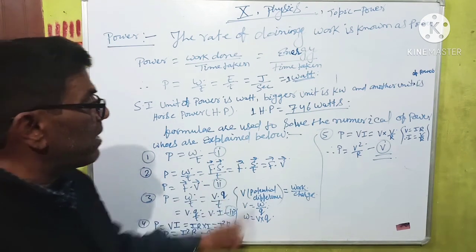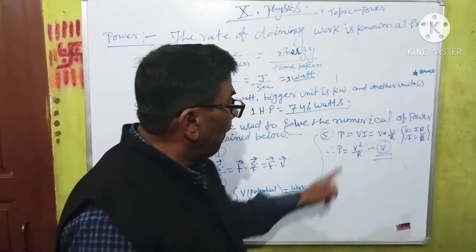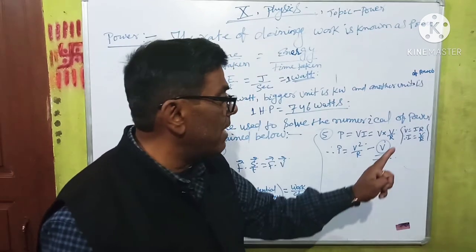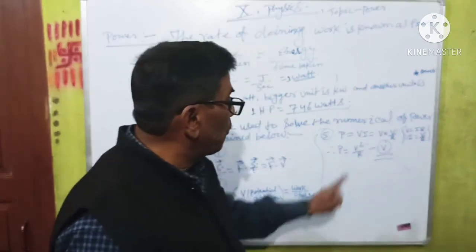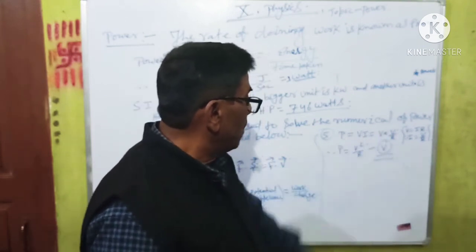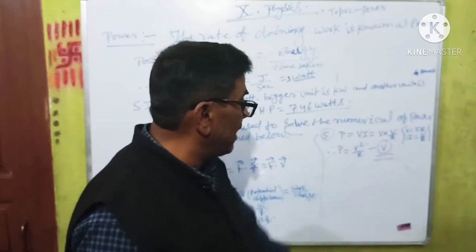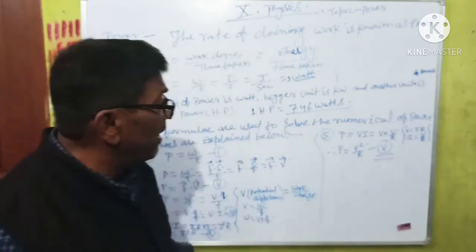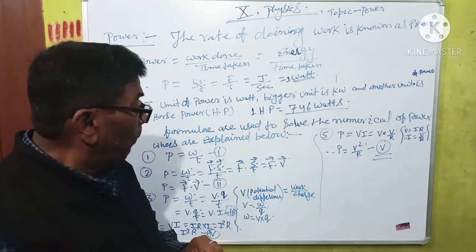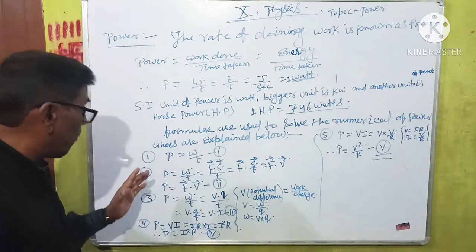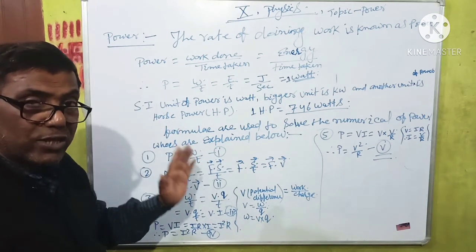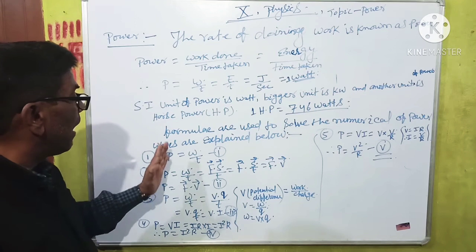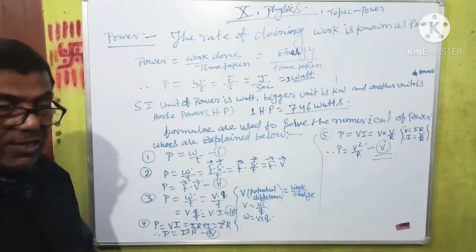After that we can find the fifth formula for the power. P is equal to VI, then according to Ohm's law, V is equal to IR, then I is equal to V by R. So putting the value of I in the formula P is equal to VI, we get P is equal to V squared by R. So here we have the fifth formula for the power, and we can use these formulas to solve the numericals of power, which are explained below.